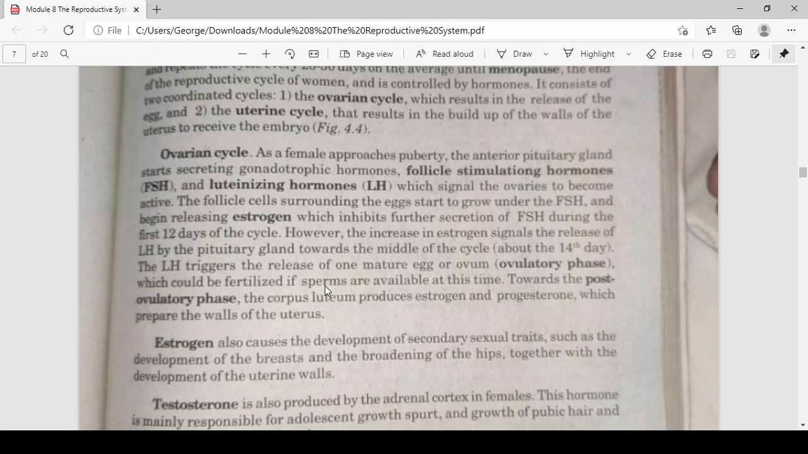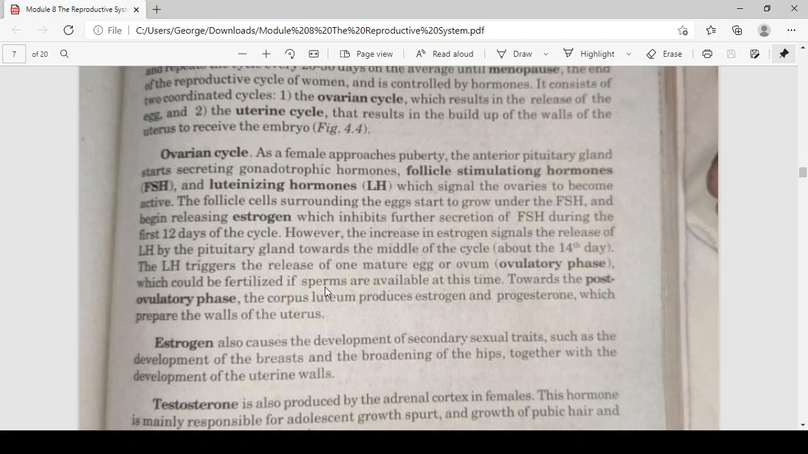Kids, your follicle cells grow in order to signal your egg. That is why it's called follicle-stimulating hormone. Again, it stimulates your follicle cells to signal the egg. And it also stimulates them to produce your estrogen, your female hormone, which inhibits further secretion of your FSH during the first 12 days of your cycle.